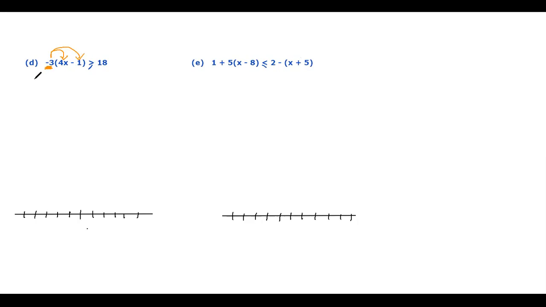So this will be negative. -3 times 4 is what? -12x. -3 times -1 is what? +3, right? Is greater than or equal to what? Greater than or equal to 18. Okay, now -3, like always, we do here. And then here, this will be -12x. And here, the 3 cancels, greater than or equal to 15 here.